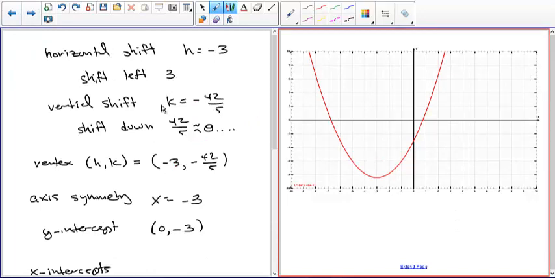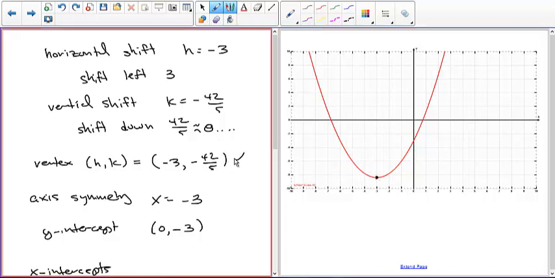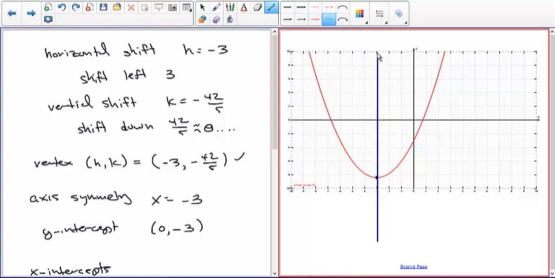Okay, so the vertex is -3, and going down 1, 2, 3, -4, -8 point something. Okay, so that works out. Check. So the vertex is that. We have an axis of symmetry that is the vertical line x equals -3, so that checks out. We have a y-intercept of -3, which is right here. Notice this is 2, 4, 6, 8, negative. So that's why. Whereas here it goes from -10 to +10.